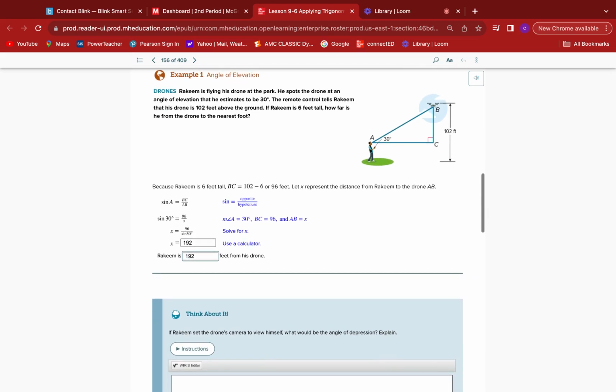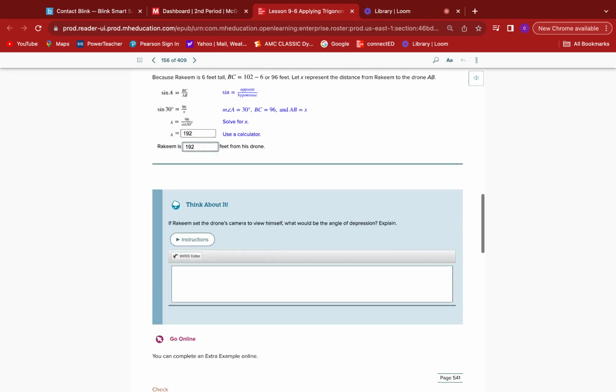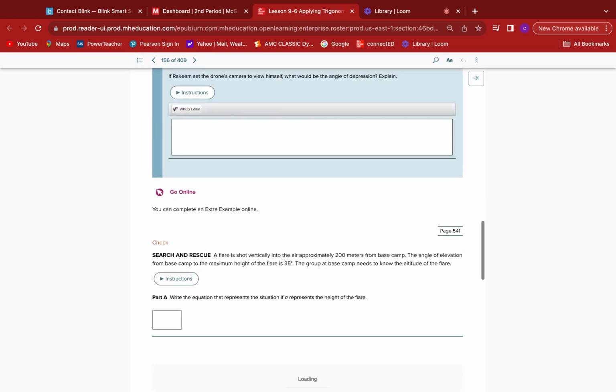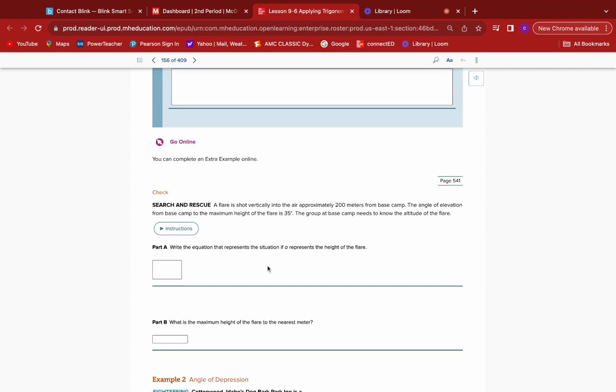Okay. Looks like that's all you need for example number 1. So there's a check on the next page. Everybody turn to the next page. Let's look at a check.